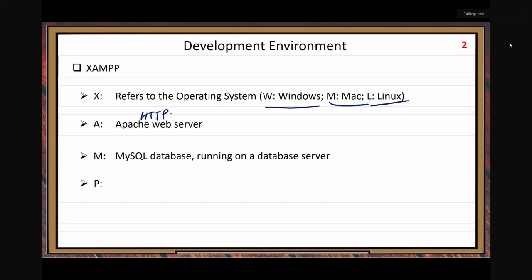That's M. Then P. There are two P's. The first P is PHP. That's our server-side scripting language. We call it a scripting language. You write a script, a PHP script. Although it is the same coding, it's scripting, just like JavaScript. With JavaScript, you write a script, you do scripting.